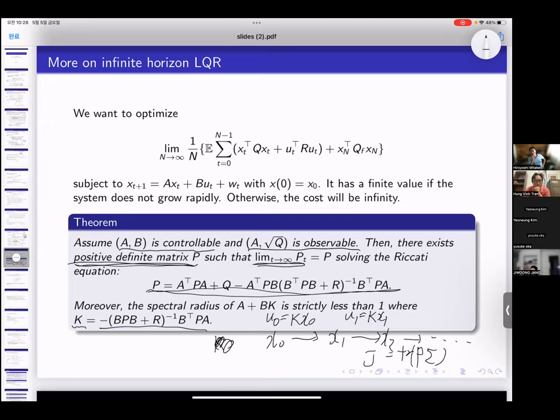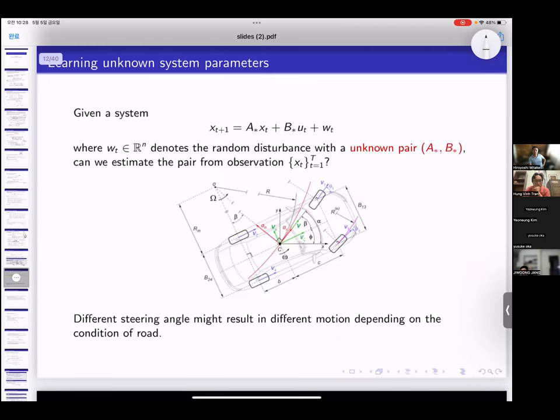So the important thing I want you to remember is that the control action is determined by the control gain matrix K, and this will give us a nice story for obtaining the optimal cost. So I think this is a quick review of classical LQR theory, and let me move on to the system identification problem.